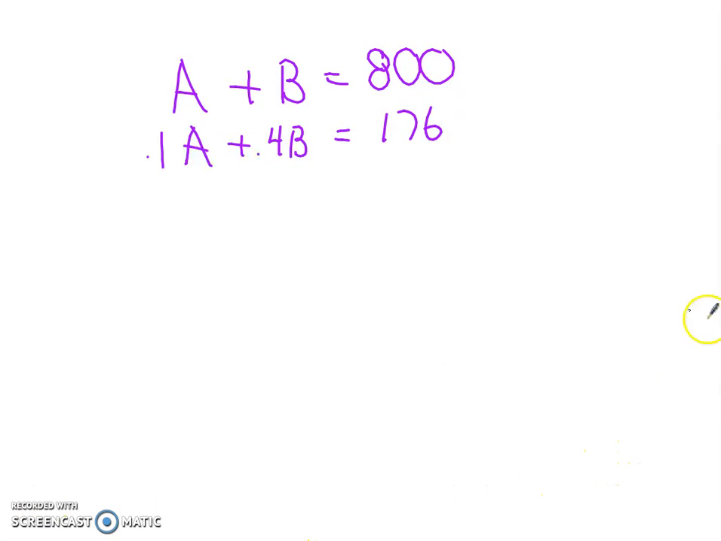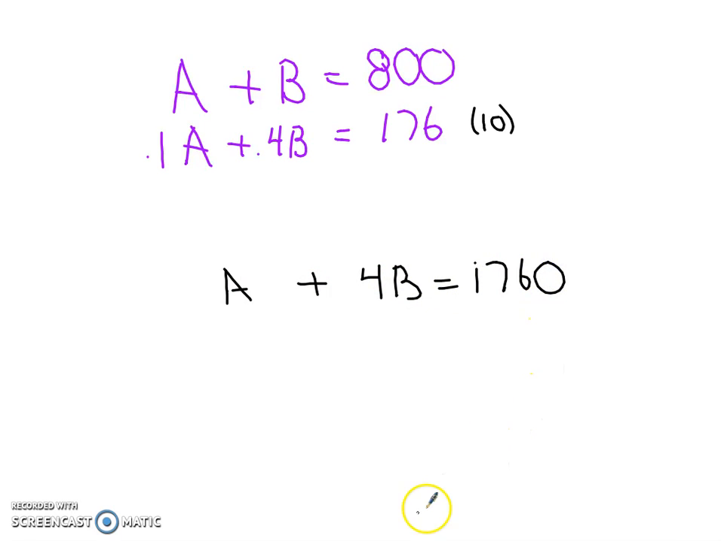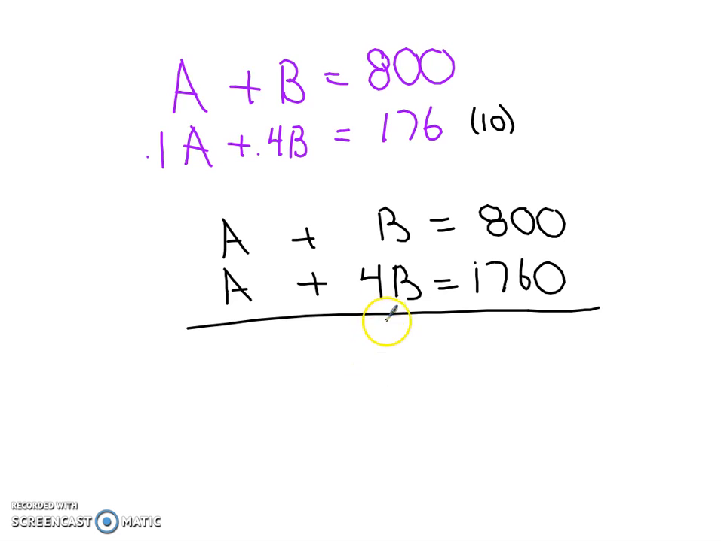I think what I'm going to do, just to make sure this is cleaned up a bit, is multiply this by 10 and get A plus 4B is 1760. And then I can just rewrite the top equation: A plus B is 800. And now I can solve this system easily by just subtracting. If you don't mind, I'm going to subtract up. 4B minus 1B is 3B, and 1760 minus 800 is 960. I believe. Let me check that just to make sure.